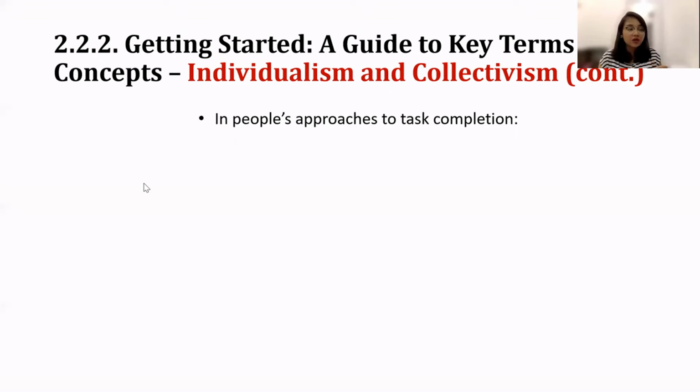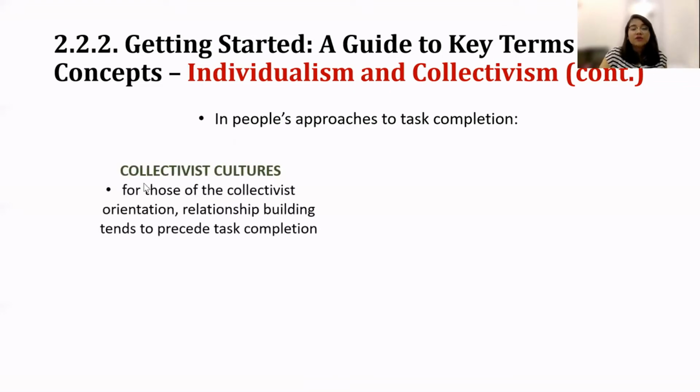So people from different groups, individualist or collectivist, have different approaches to the way they complete a task. Let's find out. In collectivist cultures, relationship building tends to precede task completion. So in a group of collectivist people, before they complete the assigned task, the very first step is building the relationship among the members, right? That comes before task completion.